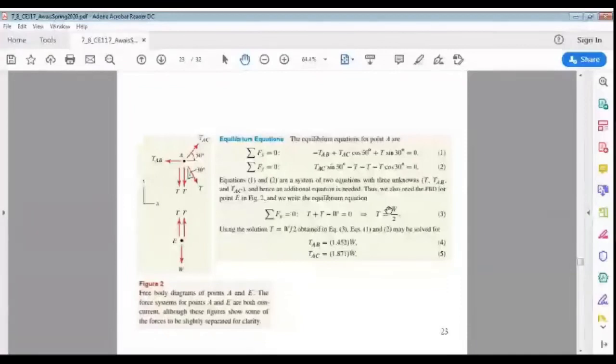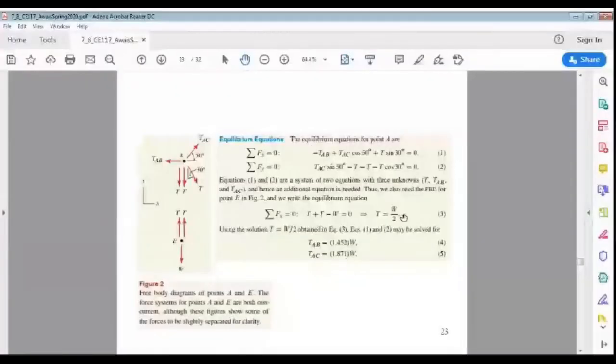Now, this is a problem of strength in which the maximum load carrying capacity of each member is given to us. So the third step is to write down each member force in terms of W. T is already expressed in terms of W. I have to express TAC in terms of W, and I have to express TAB in terms of W. If I look into equation number two, with T equal to W by two in this equation, I will get TAC in terms of W, and that comes out to be TAC equals 1.871 W.